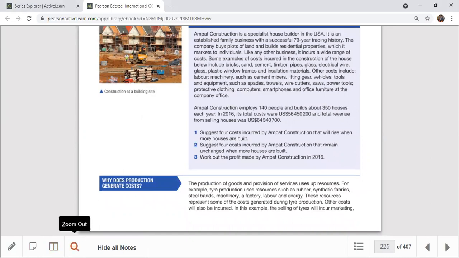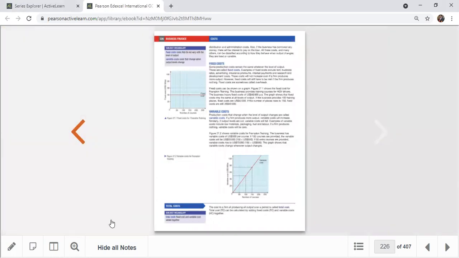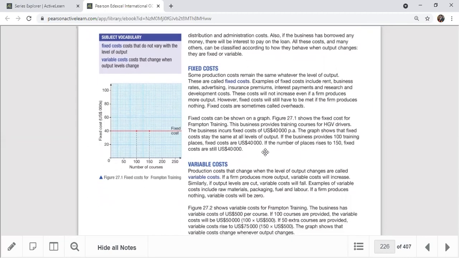Normally, when you're doing production, it generates cost. That's why we call it economic activity. Economic activity always has some cost. So this cost can be divided into two branches: fixed cost and variable cost. You should know the definition of these two.